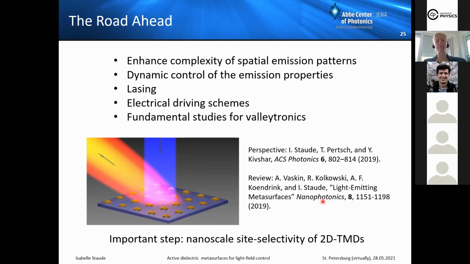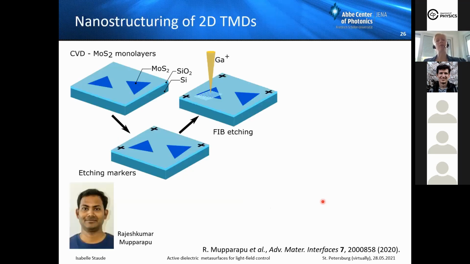All right, and one important step for our road ahead, where I will go into a bit more detail, is to have nanoscale site selectivity of 2D TMDs. In particular, for many directional phenomena, it matters where our emitter is located exactly in the nano architecture. We don't always want the monolayer to be everywhere, but sometimes we want it just at a particular position of our structure. Therefore, we also studied nanostructuring of 2D TMDs. This was done by my former postdoc Rajesh.